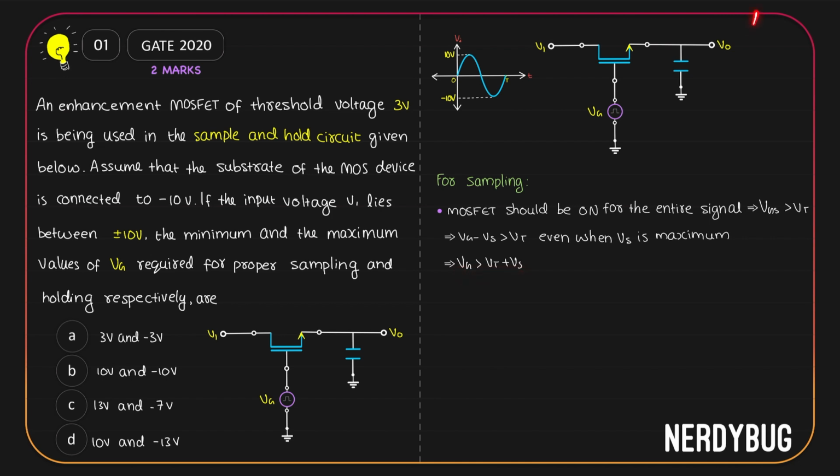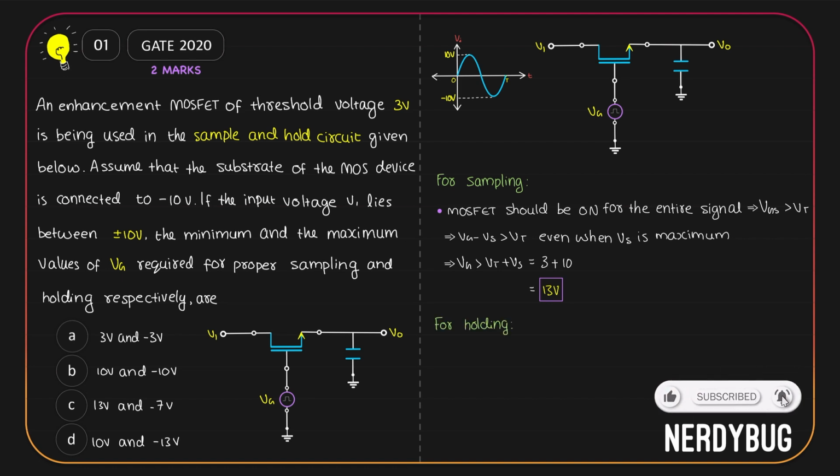Here Vs is the output and the output follows the input. So for the maximum value of Vs, we can take the maximum value of the input, which is 10 volt. It is also given that the threshold voltage is 3 volt. So Vg should be greater than 3 plus 10, that is 13 volt. So the maximum value required for gate voltage is 13 volt. Now let us take the condition for holding.